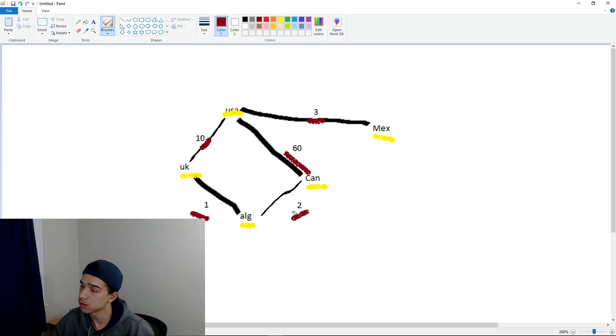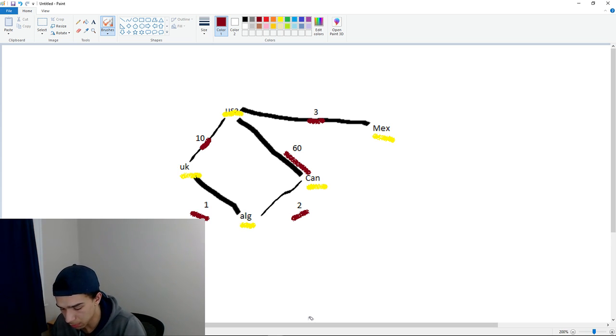All right. So those are our edges. And once again, those are 3, 10, 60, 2, and 1. Our vertices are Mexico, Canada, Algeria, UK, and the US. And that was number 11 on page 735.